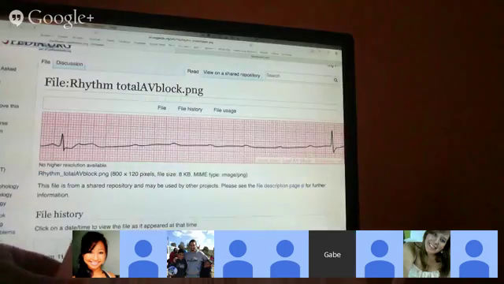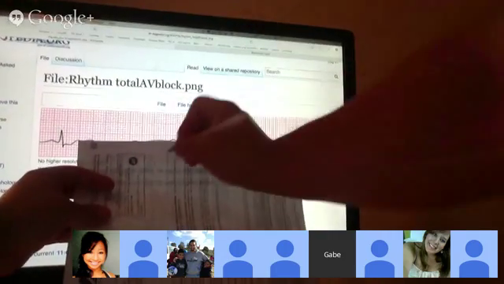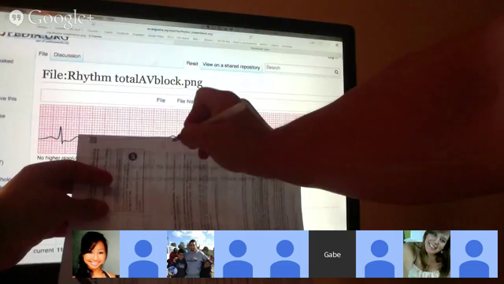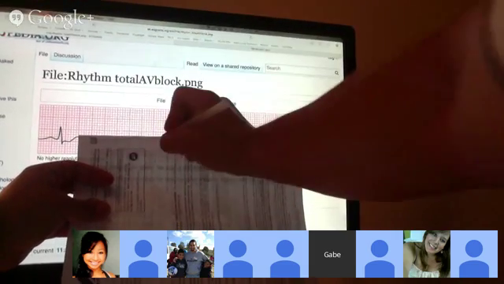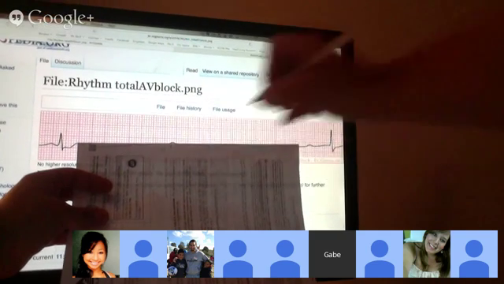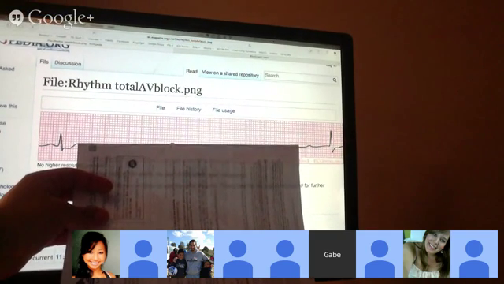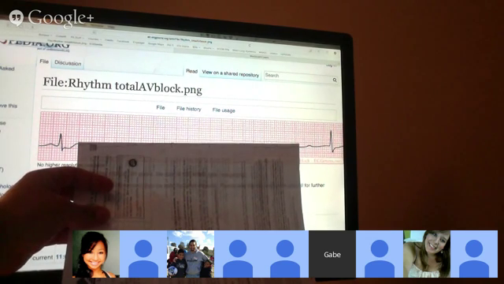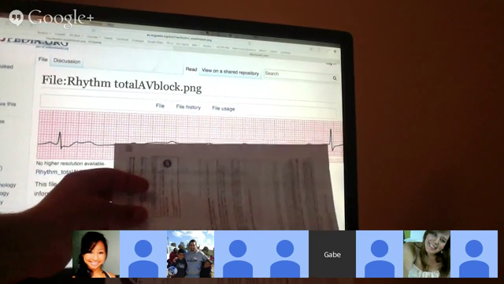I'll use my handy dandy piece of paper and draw the peaks of 2 P waves. Here's one, and here's another. So how do I tell if all the waves I'm seeing are P waves? If they're P waves and they're normal, all originating from the sinus node, then they should happen at regular intervals. So let's compare this one to this one.